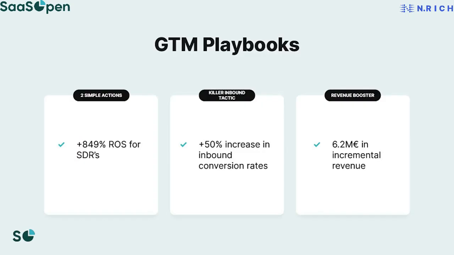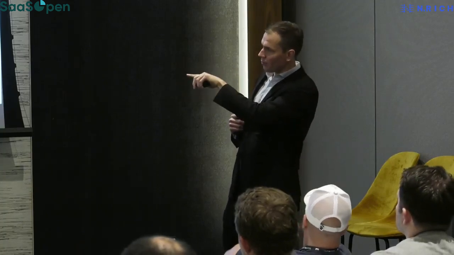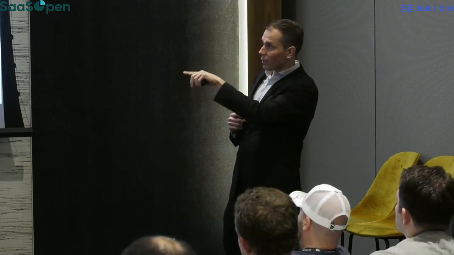Right, then going to the last section, the GTM playbooks. We'll start with the question we had in the beginning of the presentation, and as you may have guessed, the two actions that were used are using the high velocity ICP only, and then on the other hand using intent data. These charts illustrate a real life case from a customer of ours in terms of how much pipeline was generated by a single SDR activity when they focused on low velocity, medium velocity, and high velocity ICP. So the difference is huge.